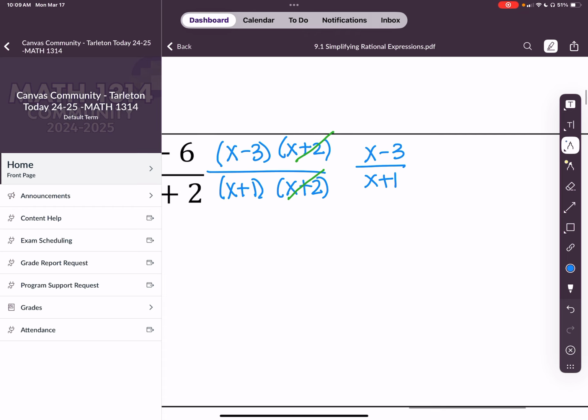We need to take into consideration where the holes would be, or where there's not a value. So where x does not equal, I don't know why I'm writing a 2. So we look at our first denominator here, x minus 1. So that means x can't equal negative 1. And then we're going to look at our other denominator, x plus 2. So that means that x can't equal negative 2 either. Okay.